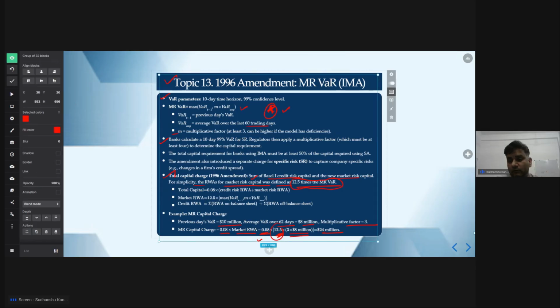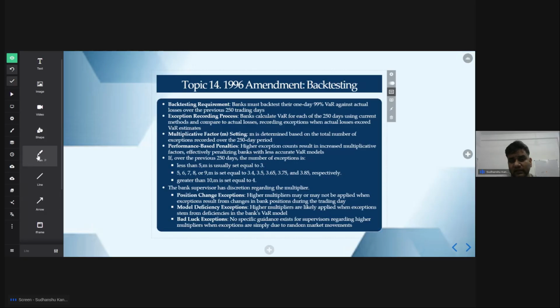Fine. Moving on. Next one is your understanding of your 1996 amendment of backtesting. The backtesting requirement, if you understand, compares 1 day 99% VaR against your actual profit and loss over last 250 trading days, right? An exception occurs when actual loss is greater than VaR. Multiplicative factor m, you look at setting. If less than 5 exceptions, m is equal to 3, right? If it is 5 to 9 exceptions, your m increases gradually. If greater than 10, m is set equal to 4.